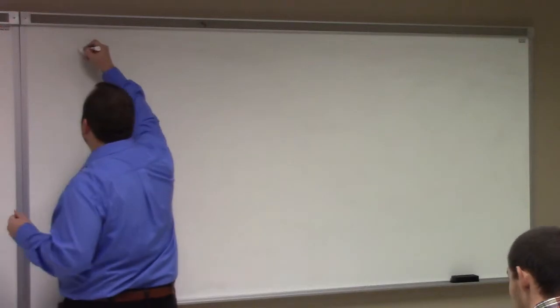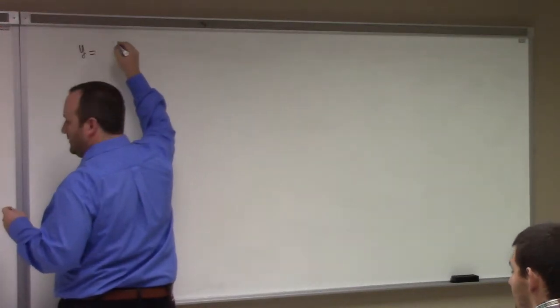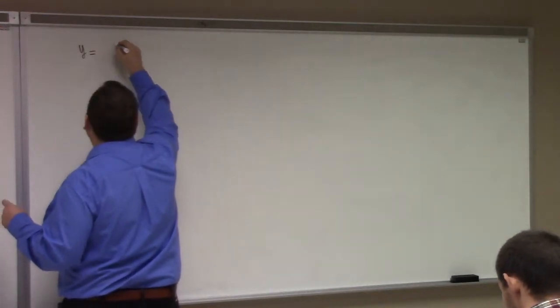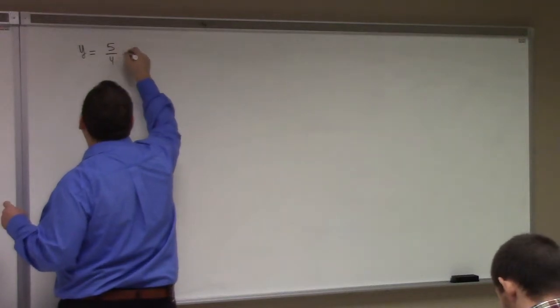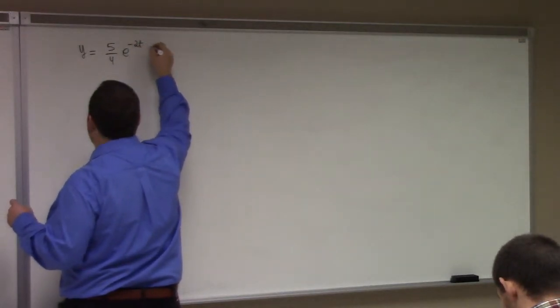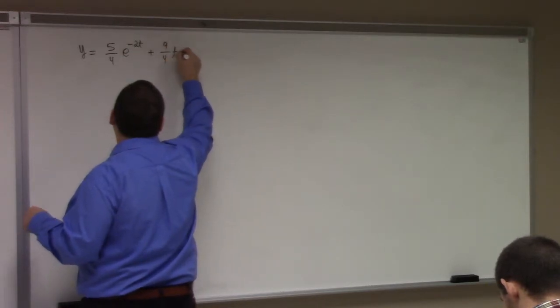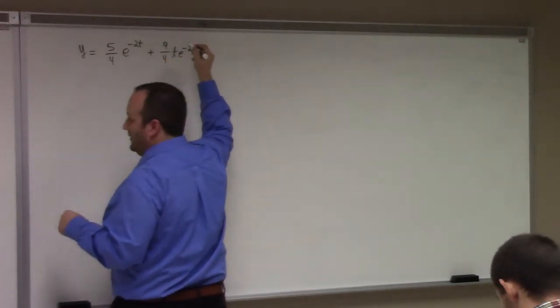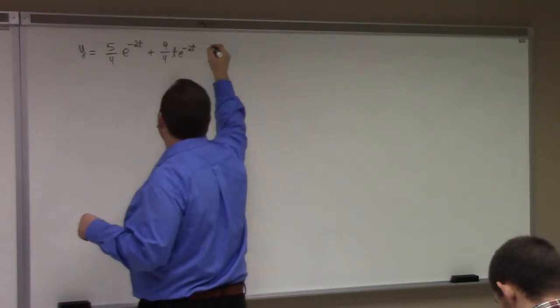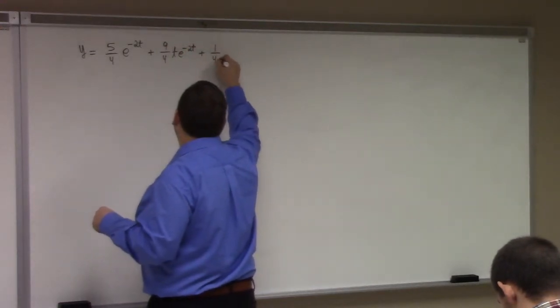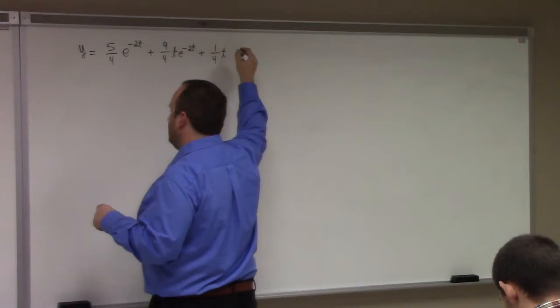All right, let's put it together. So the solution to this initial value problem is y equals 5/4 e to the minus 2t plus 9/4 t e to the minus 2t. And what was my particular solution? Oh yeah, plus 1/4 t minus 1/4.